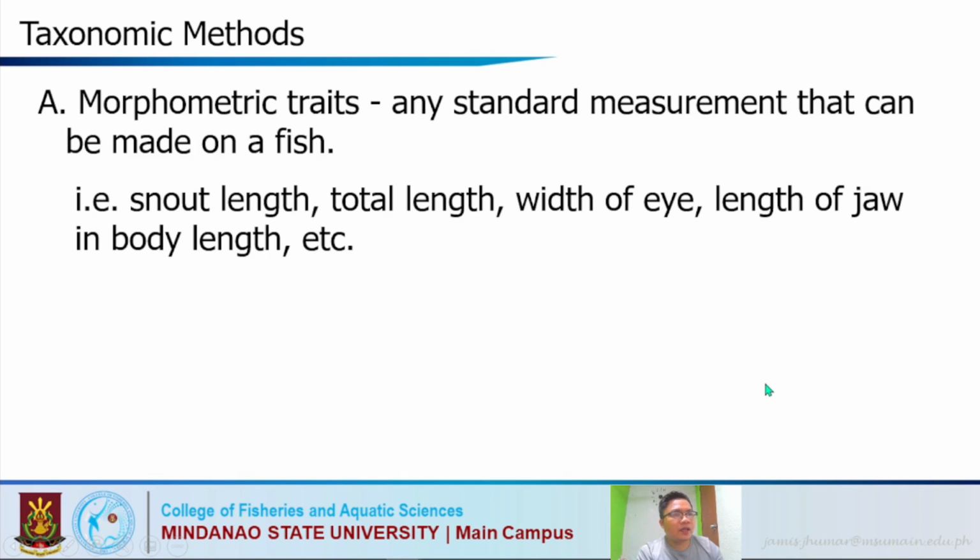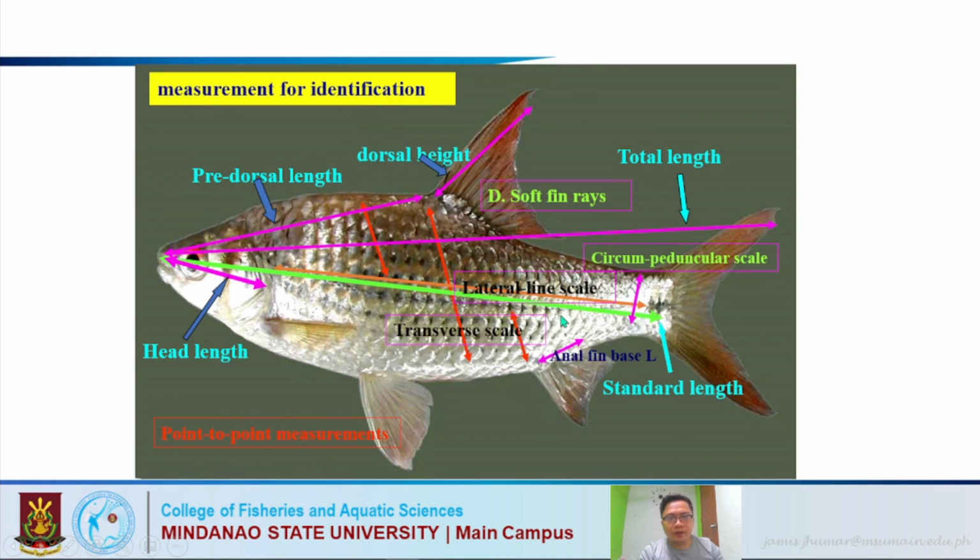And then let's take a look back at the different taxonomic methods, as we discussed earlier. Any standard measurement that can be made on a fish refers to the morphometric taxonomic method, which involves the measurement of the snout length, the total length of the fish, the width of the eye, length of the jaw, the body length, and many other measurements. So that is the morphometric trait. Now, as an example, this is a measurement for identification of a typical ray-finned fish. Okay, so ito yan siya.